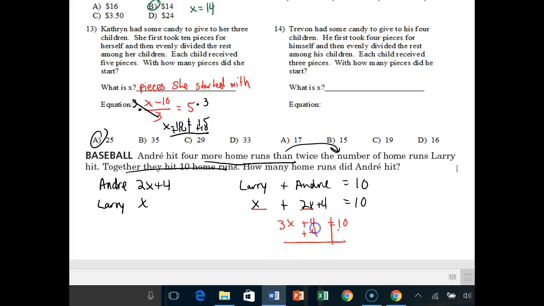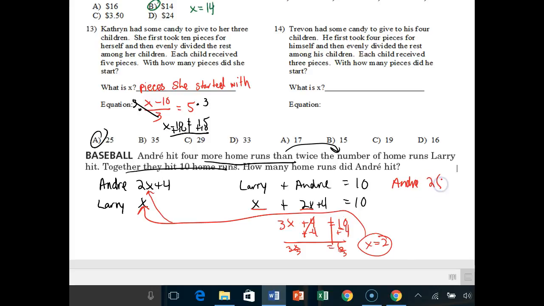And I add negative 4 to both sides. And in doing so, I get 3x is equal to 6 because, sorry, that was a negative 4, different signs, subtract there. And I divide by 3, and I get x equals 2. And you're like, okay, Andre hit 2 home runs, right? That's actually not true because x is 2, correct? So we just solved for what Larry was. To solve for how many home runs Andre hit, we got to plug in x. So Andre hit 2 times 2 plus 4, otherwise known as 4 plus 4, otherwise known as he hit 8 home runs.